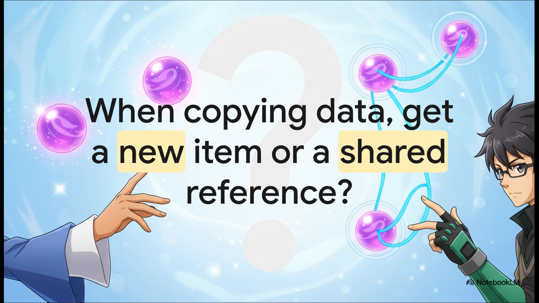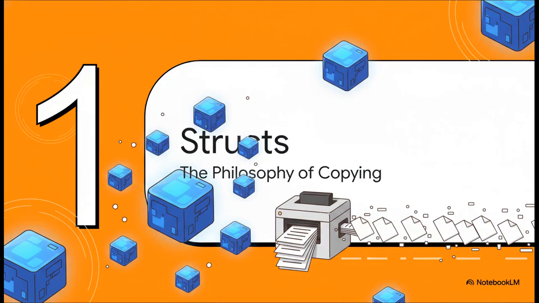Should you get a brand new, totally independent duplicate? Or should you just get a second label that points right back to the original? The answer to that question changes everything. So first up, let's talk about structs. Their whole world revolves around one core idea, the philosophy of copying.